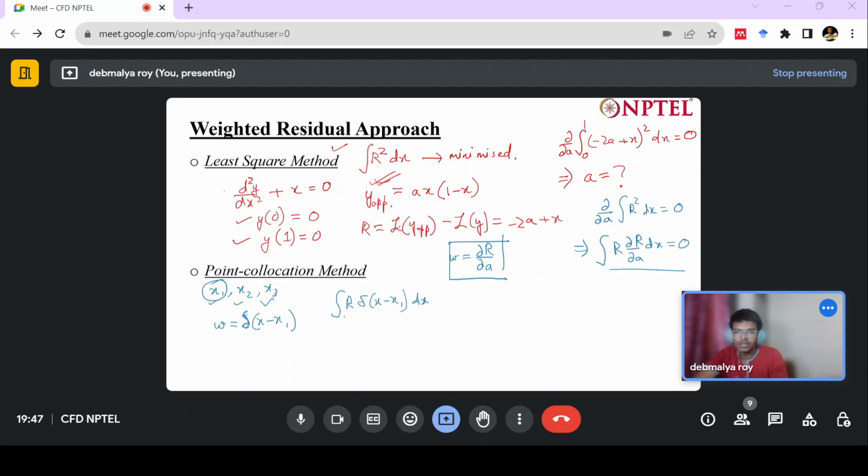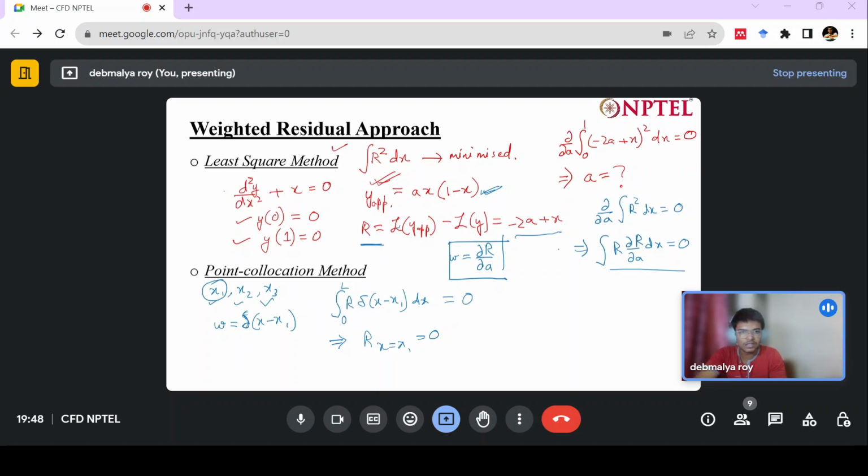This is over the whole domain. From the definition of the delta function, this will be basically the residual, so this is equal to zero. So this will be the residual at x equal to x1 is equal to 0. Again, you can choose an approximate trial function here. Whatever trial function you choose, you will have to evaluate the residual from it, as we had evaluated previously, and set it at x1 equal to 0.